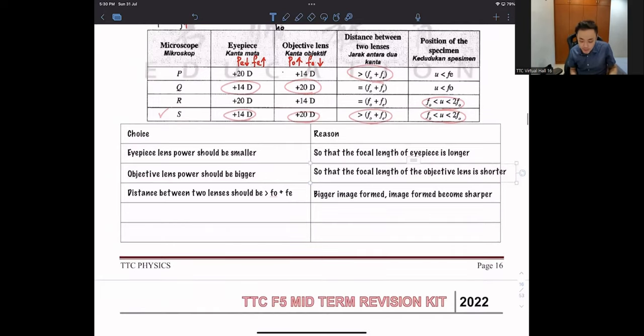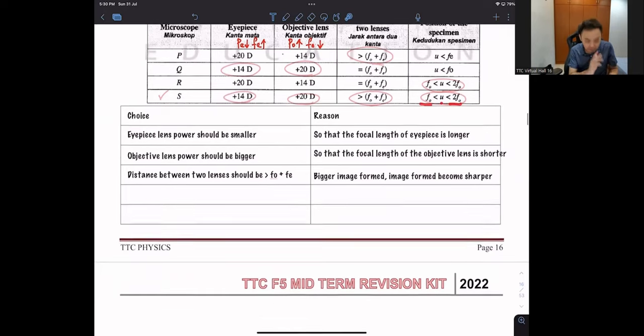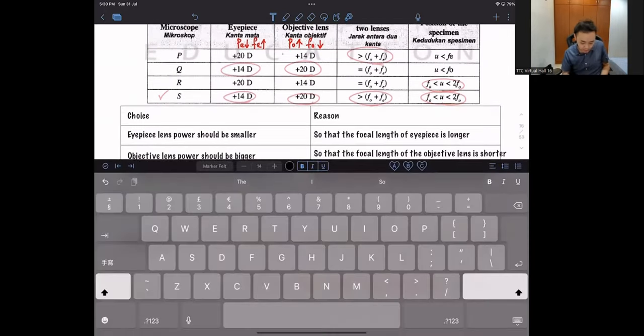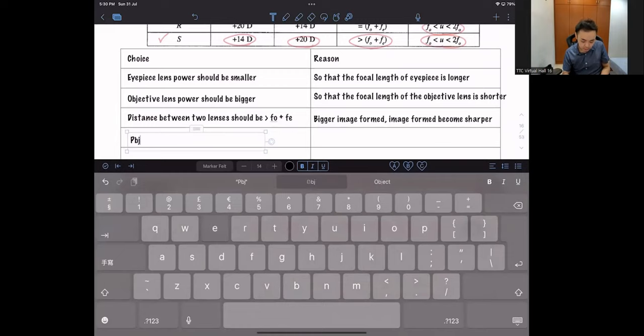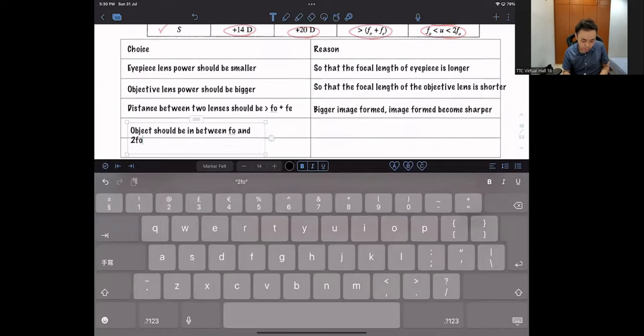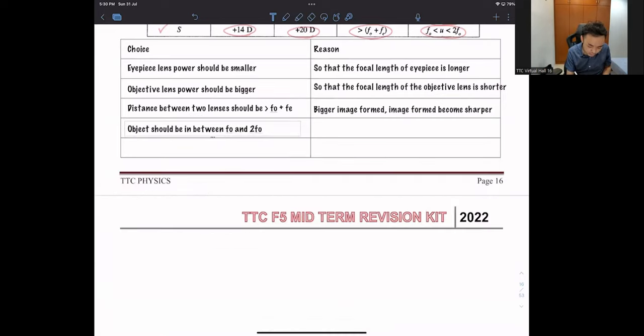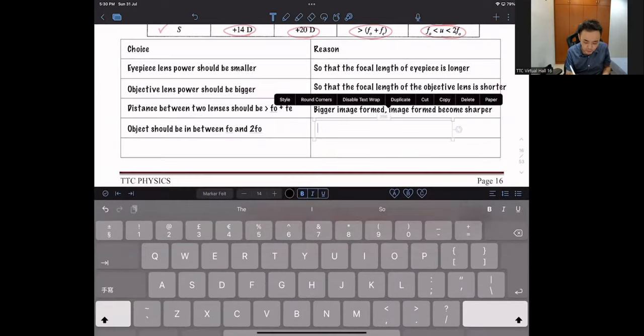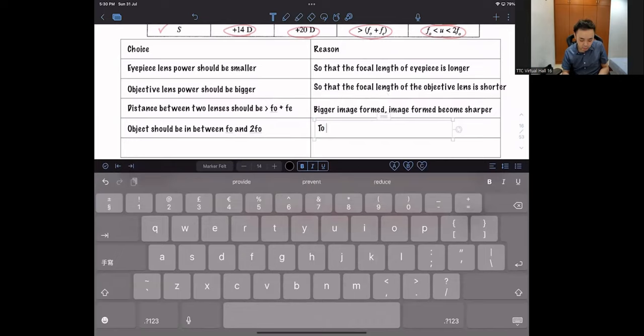Now, one last thing is this one. Your object needs to be in between FO and 2FO. The reason, I'll tell you later: the object should be in between FO and 2FO. And the reason, very simple, is so as to produce a real and magnified image.